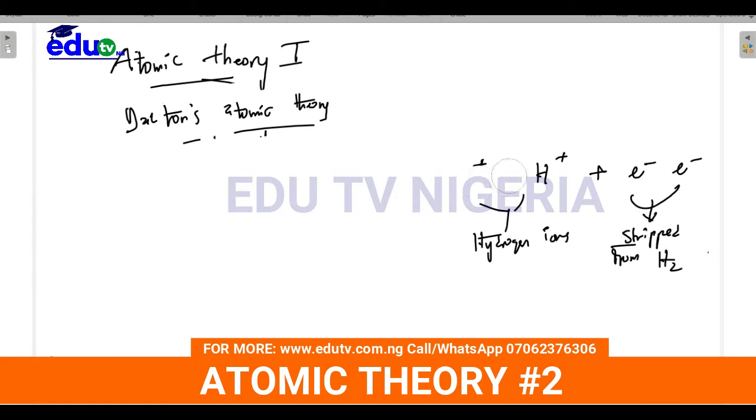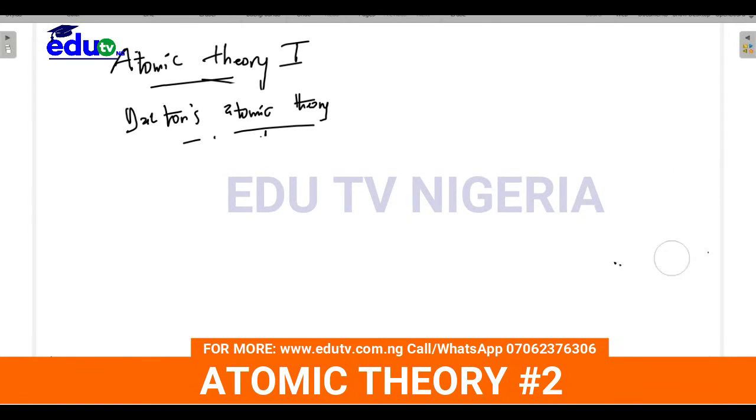Moving further, we will talk about Rutherford's alpha scattering experiments. This alpha scattering experiment was demonstrated by Rutherford following Thomson's work. Rutherford proposed the existence of a positively charged nucleus.